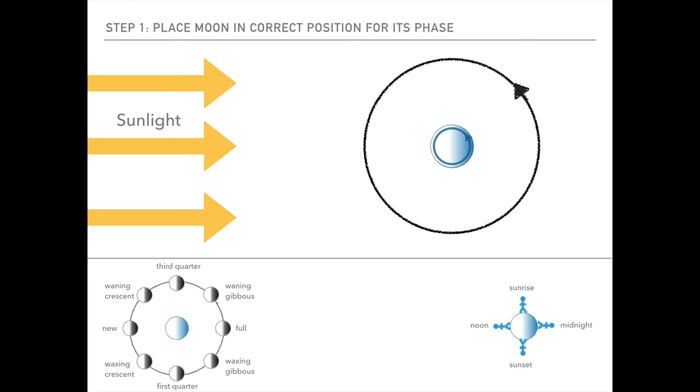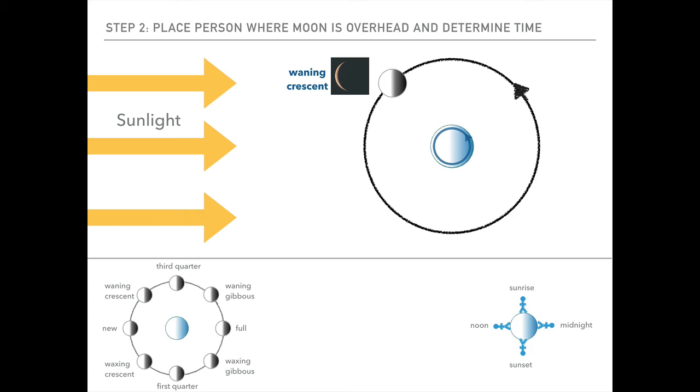Let's do one more together to summarize the procedure. We'll consider a waning crescent moon. Step 1. Place the moon in the correct position for the phase. Step 2. Put a person in the position where the moon is overhead and determine the time. In this case, the person is about halfway between the sunrise position, which would be about 6 a.m., and the noon position, so it is approximately 9 a.m. when the waning crescent moon is at its highest in the sky.